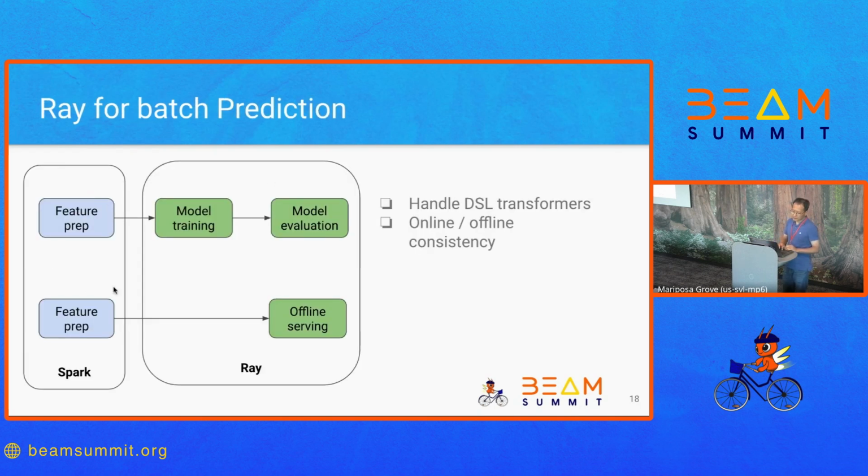So basically, the feature handling part we leave on Spark, whereas training, evaluation, offline serving, and batch prediction we move to Ray. There are a few issues we need to handle. One is the model prediction part: Ray can handle it pretty well and it's easy to integrate, but how to handle the other transformers is the issue. Another is online-offline consistency, because online we're not using Ray. How do you ensure the consistency?